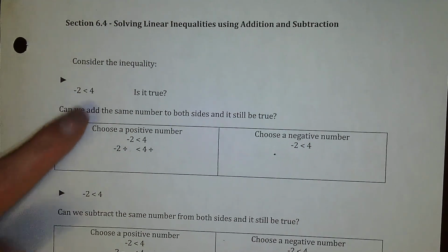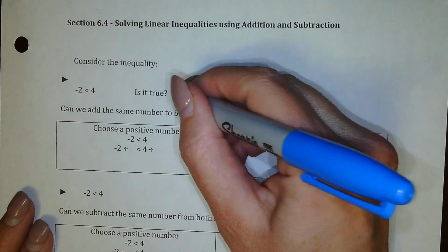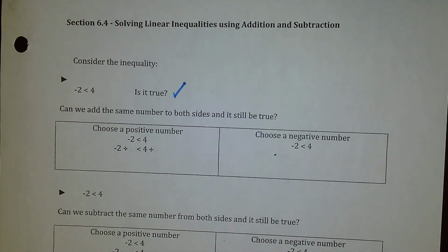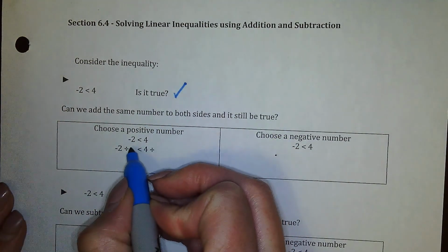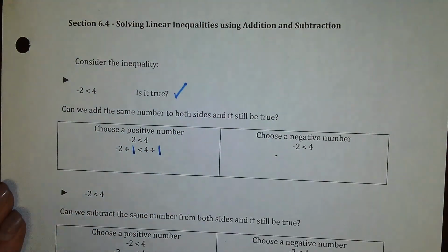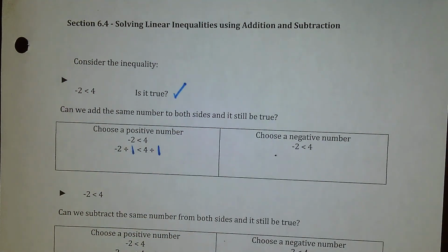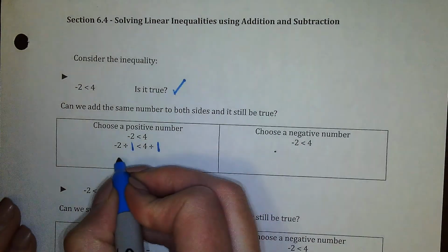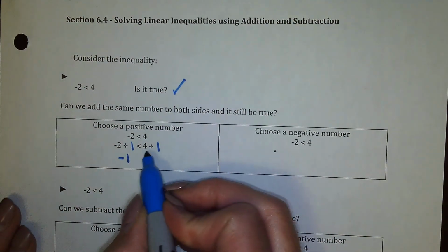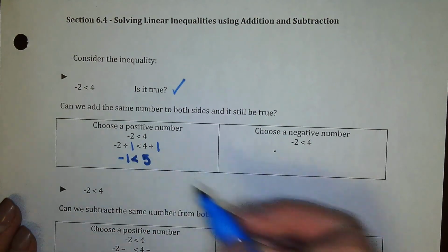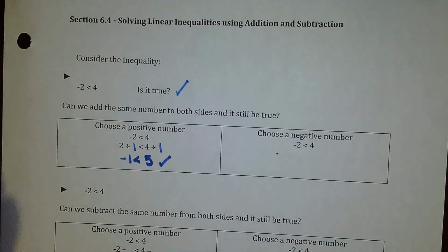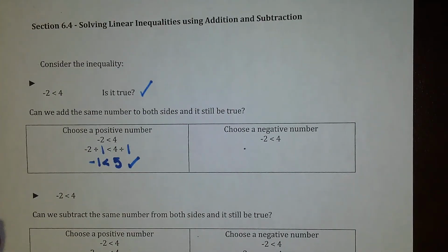We know that -2 is less than 4. Yes, that's true. Great. So if it's true, then if I add a positive number to both sides of that inequality, I should maintain truth, right? So if I add a positive number, I'm just going to use 1. It's nice and simple. -2 plus 1 equals -1. And 4 plus 1 equals 5. Well, yes, -1 is still less than 5. So still true.